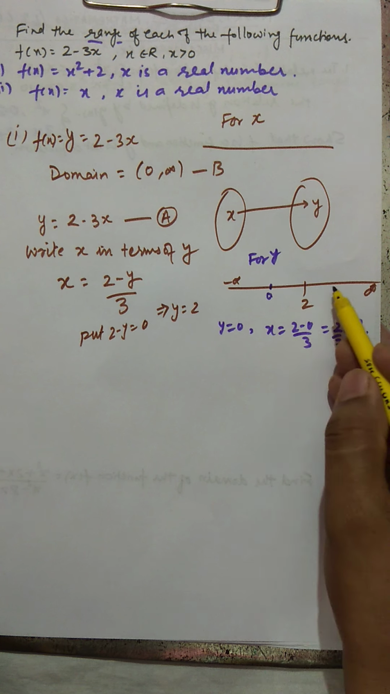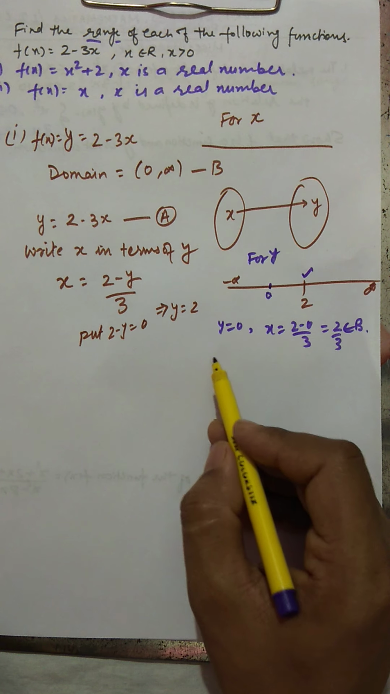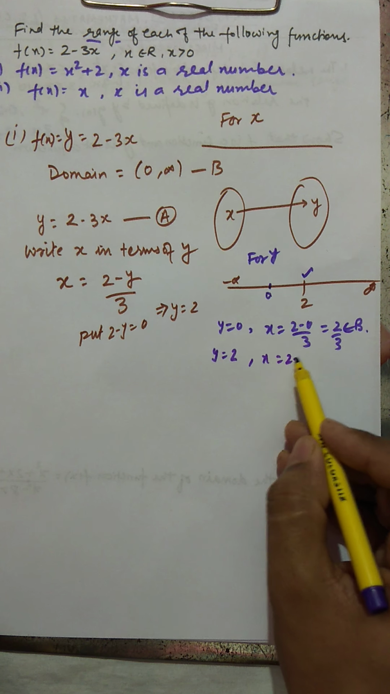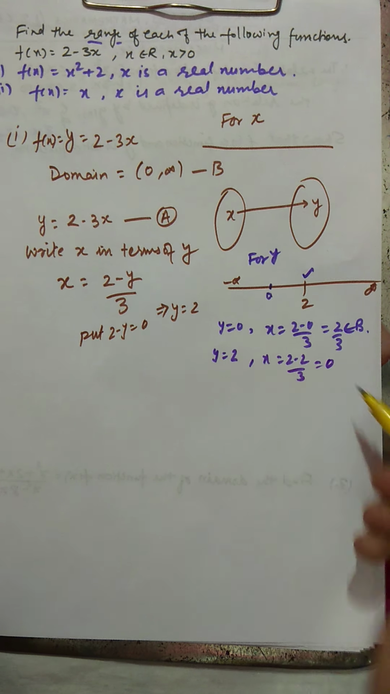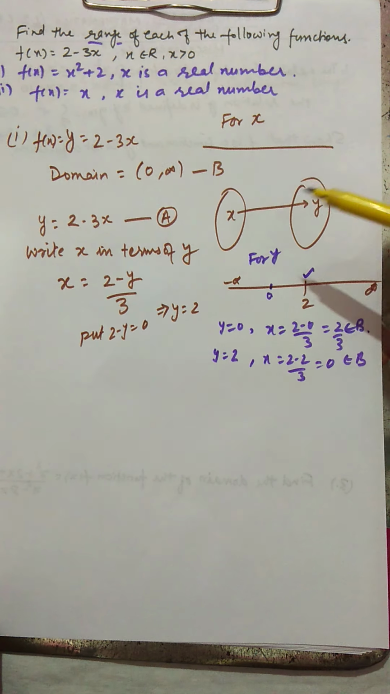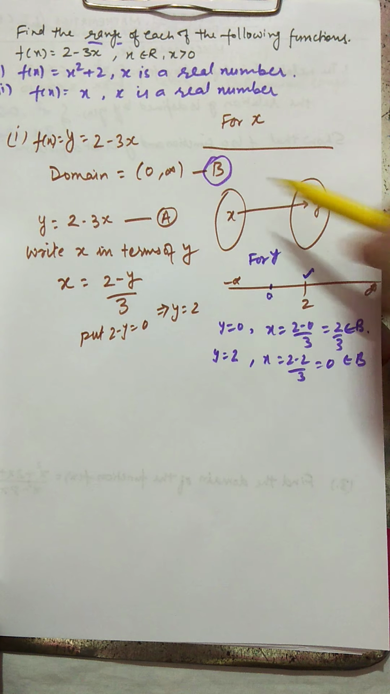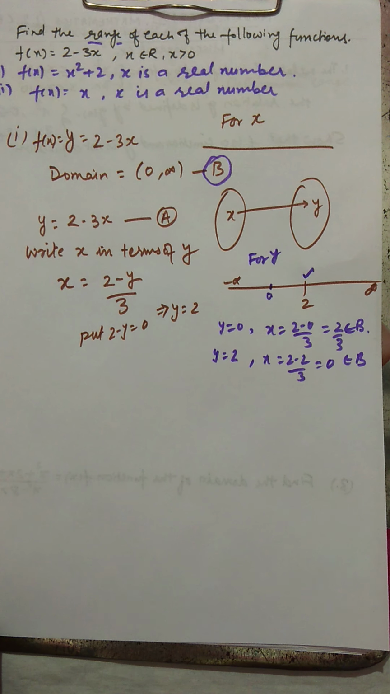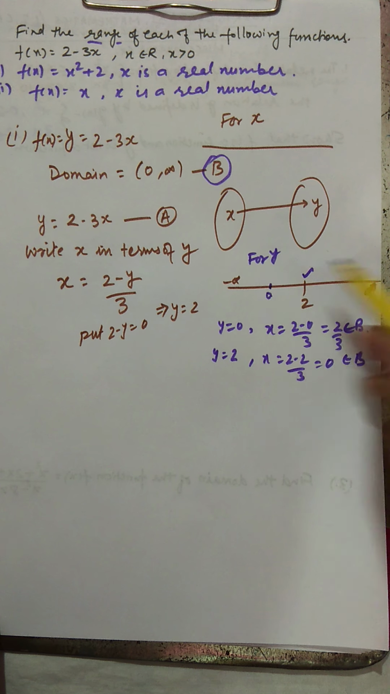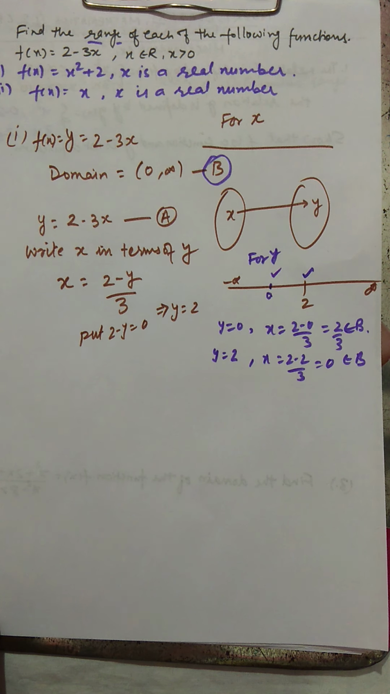Now we will check at 2 also. Can we take y equal to 2? If I take y equal to 2, then x will be (2 minus 2) upon 3, which is coming 0. So this is again belonging to b. So it means this y equal to 2 can be taken. Now we take some value from this side. This is taken, this is fine.